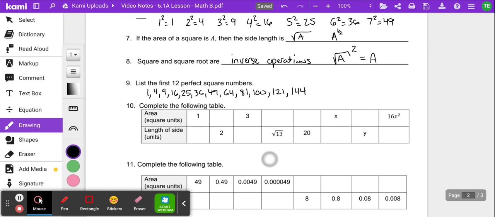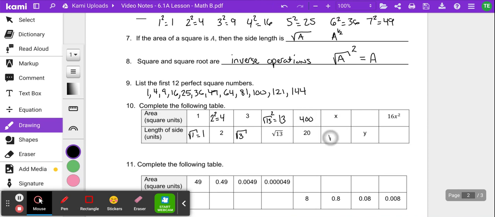If your area is 1, your side length would be the square root of 1, which is still 1, because 1 times 1 is 1. If your side length is 2, this would be 2 squared, which is 4. Okay, so we're going backwards and forwards. Here, this would be the square root of 3, which you can't simplify. Square root of 13 squared is 13. So pause the video, fill in the chart, and see if you get them right. 20 squared would be 400.